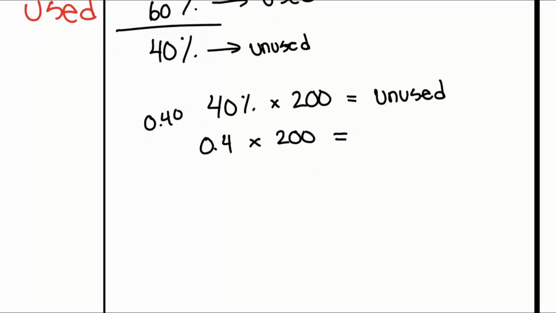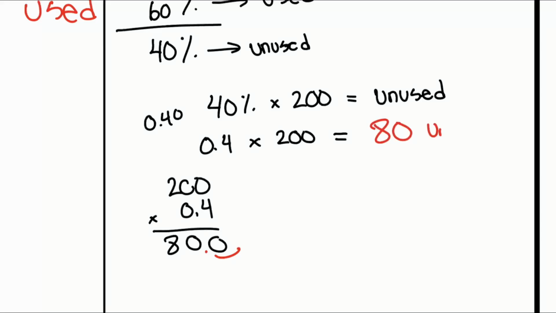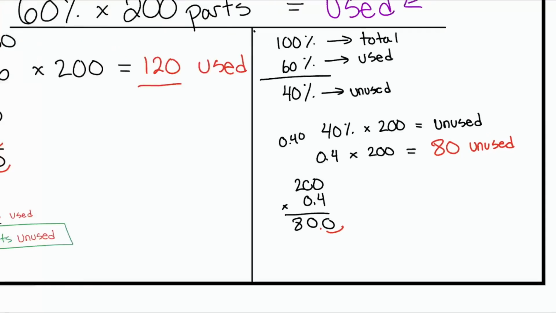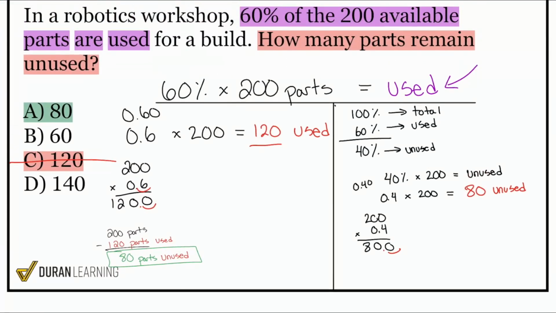Watch and learn. Here we go. 200 times 0.4. 0 times 4, that's 0. 0 times 4, that's 0. 2 times 4, and that's 8. How many times are we moving that decimal place over, everybody? One time. Just one time. Boom. And that is 80. And there we go. 80 unused parts. And we can get the final answer immediately if we understood the question sentence.